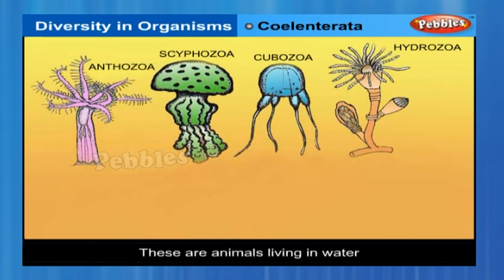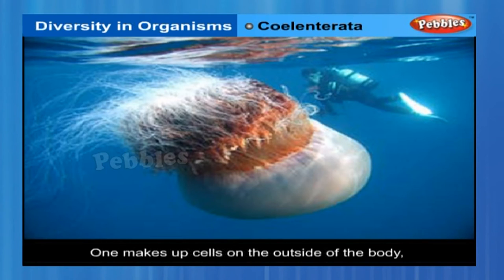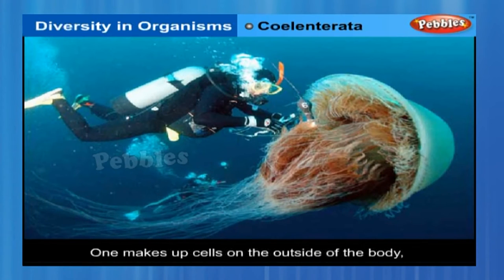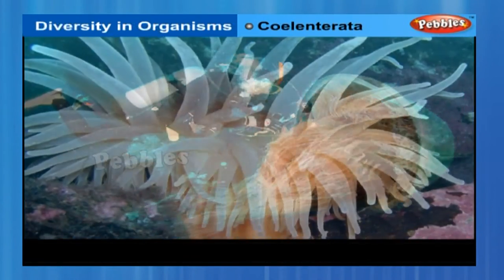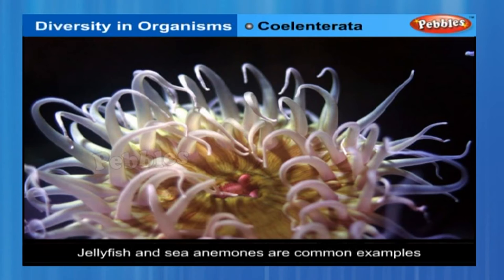Coelenterata. These are animals living in water. They show more body design differentiation. There is a cavity in the body. The body is made of two layers of cells. One makes up cells on the outside of the body and the other makes the inner lining of the body. Some of these species live in colonies, corals, while others have a solitary lifespan, hydra. Jellyfish and sea anemones are common examples.